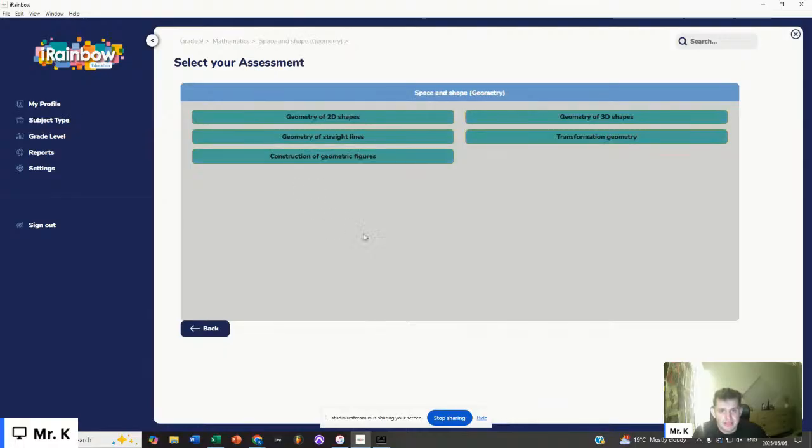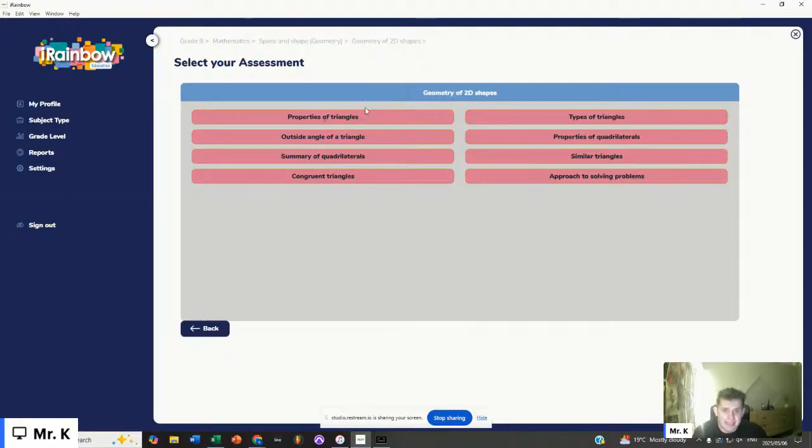We will click on this, and then we want to go into the geometry of 2D shapes. We're not talking about 3D shapes just yet, right? Click on 2D shapes, and here is a lot of information that you can go through. Now, we haven't been through all of it just yet. We have chatted about the properties of triangles and the types of triangles, the first two. We mentioned very briefly the outside angle of a triangle, which you are more than welcome to go and take a look at, read the documents, and even try the quiz if you'd like.